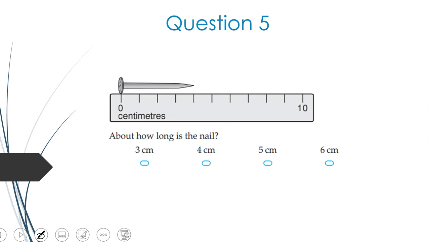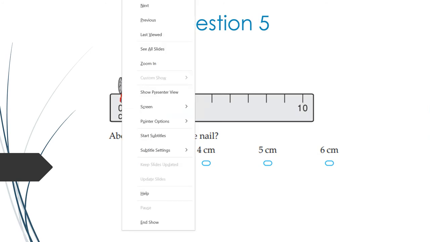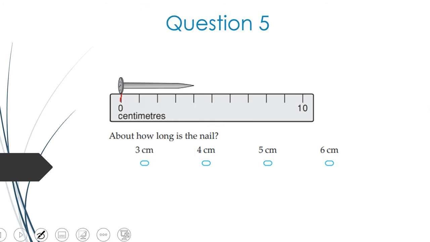Question 5, how long is the nail? You have to look where the nail starts. It starts at the 0, reaches this line here. It goes all the way up to 10. 1, 2, 3, 4, 5, 6, 7, 8, 9, 10. They're 1 centimeter each. It goes from the 0 to the 4. That's obviously 4 centimeters.